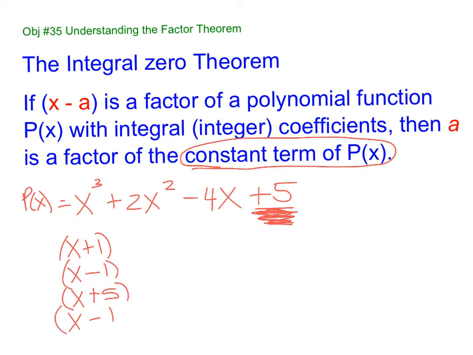So you look at the constant term and write down what are all the factors of it, and those are the things you have to check. So we don't have to check x minus 7, x plus 3. We only need to check the ones that will go into 5.